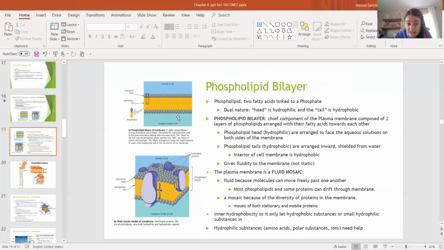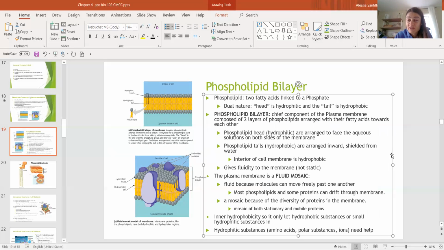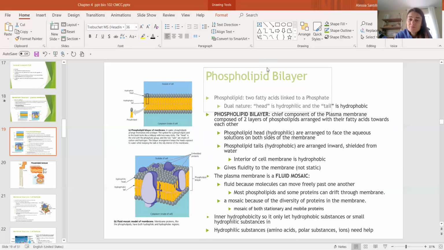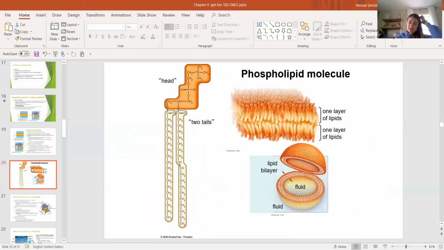The inner hydrophobicity, this inner hydrophobic region, allows only hydrophobic substances in, or really small hydrophilic substances in. Other, bigger, charged substances, like ions or polar substances or amino acids or whatever, cannot go through the plasma membrane by themselves. They need help, right? I believe we're going to go over how things travel across the plasma membrane in chapter 5, so in the next unit.